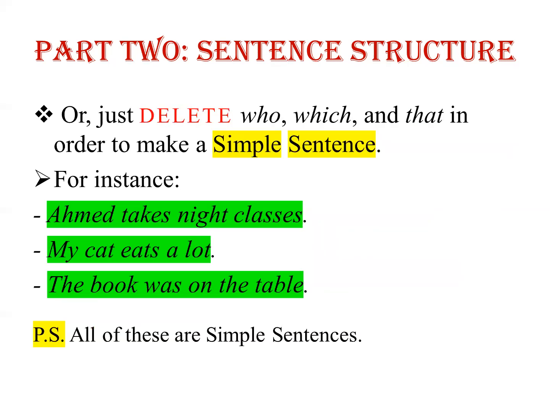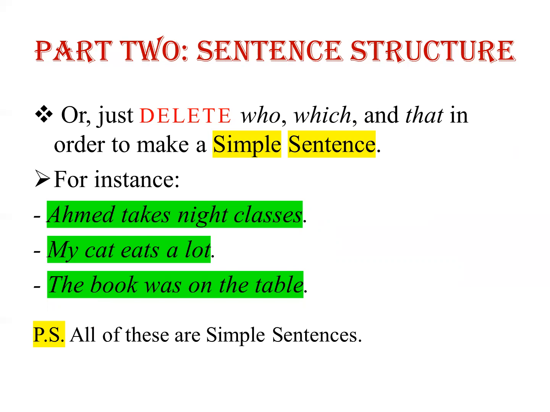Or just delete who, which, and that in order to make a simple sentence. For instance, this is without completing. Ahmed takes night classes. Okay, I deleted who. Ahmed, who takes night classes, I deleted who: Ahmed takes night classes. Right now, this is a complete sentence, and it is also a simple sentence. My cat, I deleted which, and I said, my cat eats a lot. So this is a simple sentence. The book was on the table. I deleted that. The book was on the table, and this is also a simple sentence.